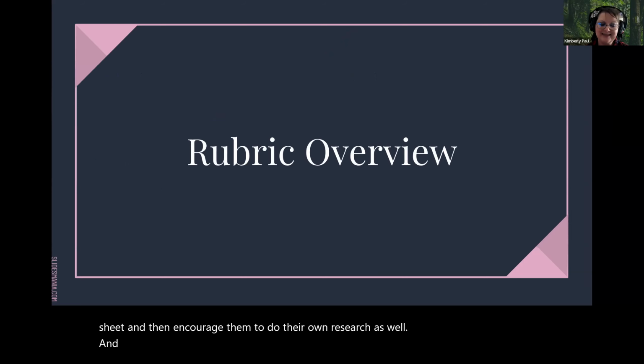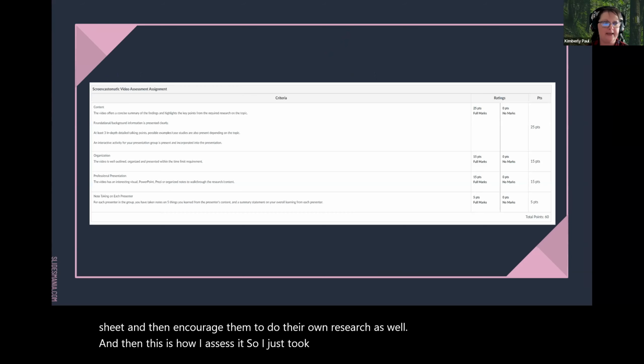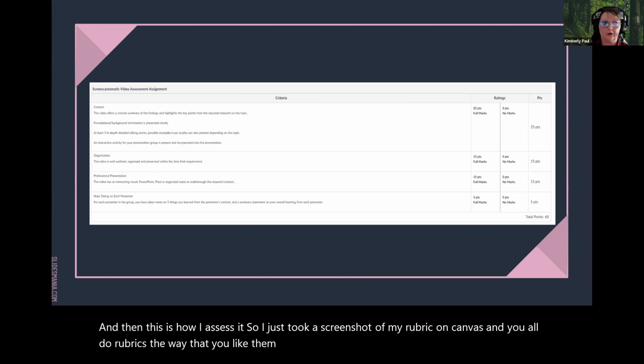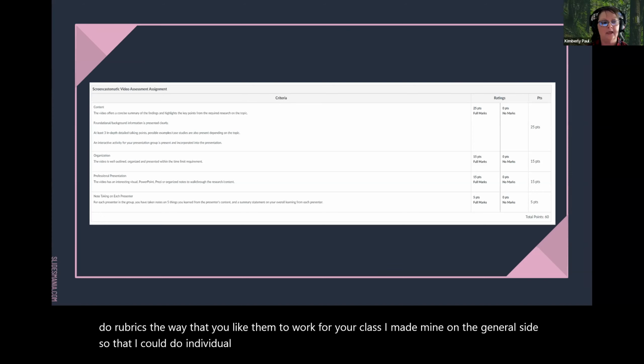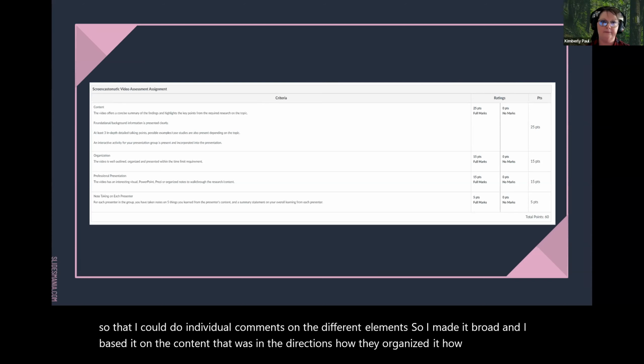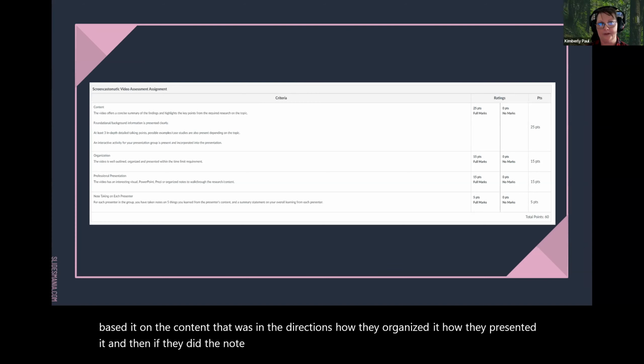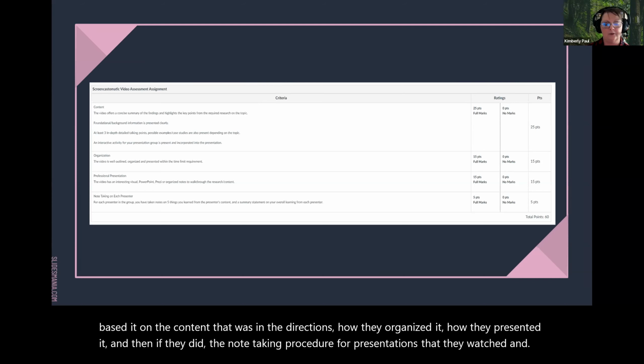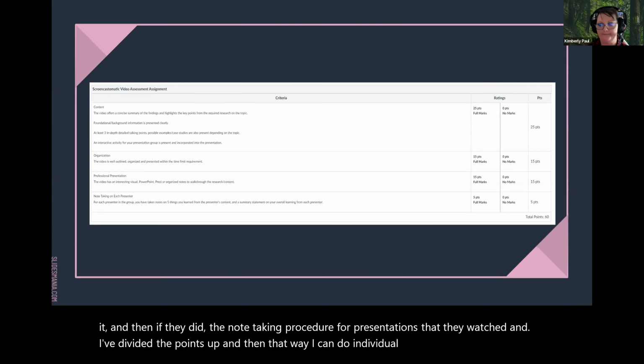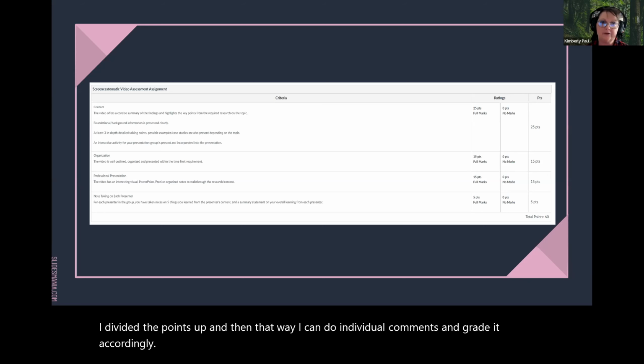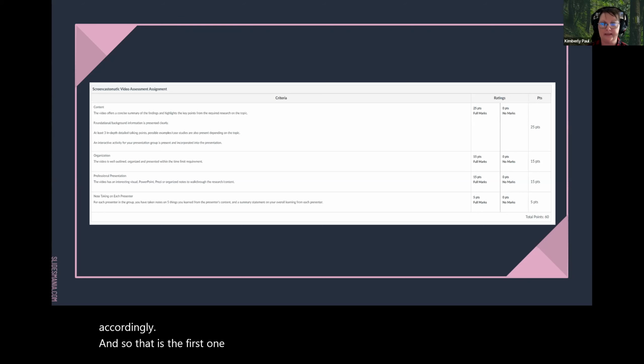And then this is how I assess it. I just took a screenshot of my rubric on Canvas, and you all do rubrics the way that you like them to work for your class. I made mine on the general side so that I could do individual comments on the different elements. So I made it broad, and I based it on the content that was in the directions, how they organized it, how they presented it, and if they did the note-taking procedure for the presentations that they watched. I divided the points up, and that way I can do individual comments and grade it accordingly. And so that is the first one, the Screencast-O-Matic video presentation.